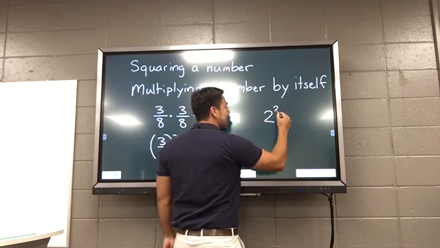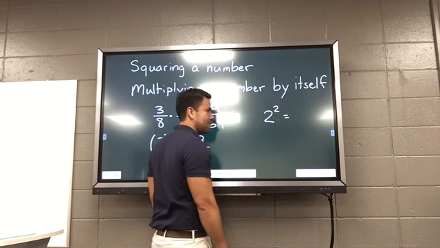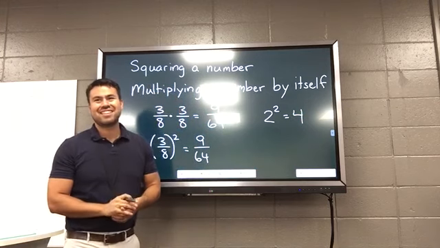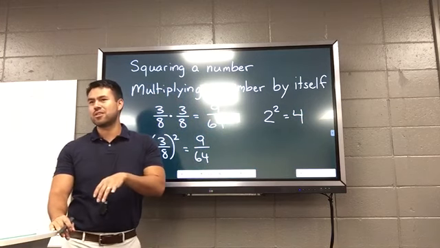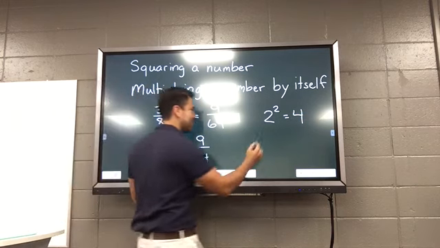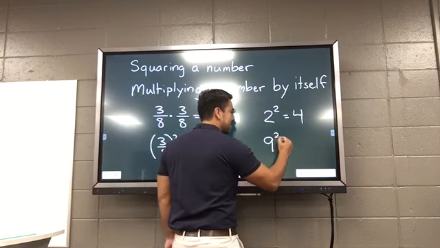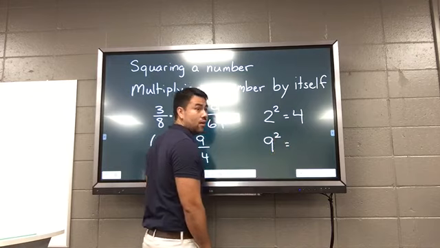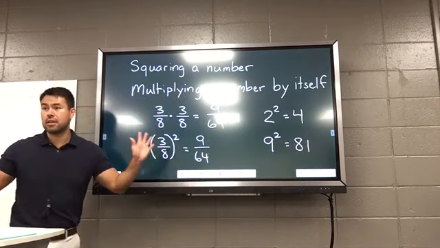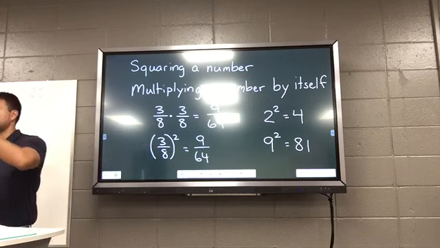2 to the second power is equal to what? 4. Okay, give me another integer. 9. Thank you. 9 to the second power is equal to 81. Because 9 times 9 is 81. Everyone okay with that?